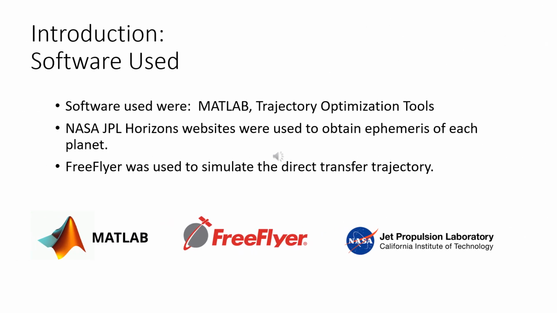For the software used, we use MATLAB trajectory optimization tools. NASA's JPL Horizons website was used to obtain the ephemeris of each planet, and FreeFlyer was used to simulate the direct transfer trajectory.